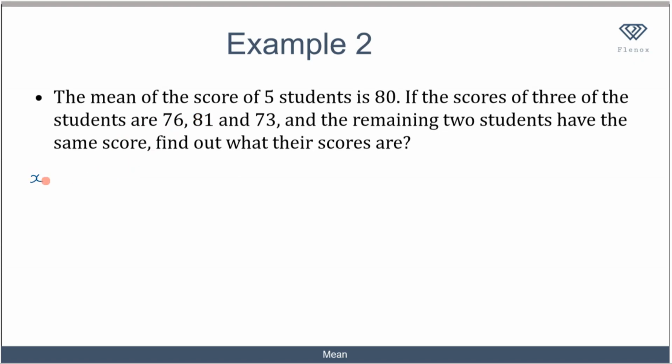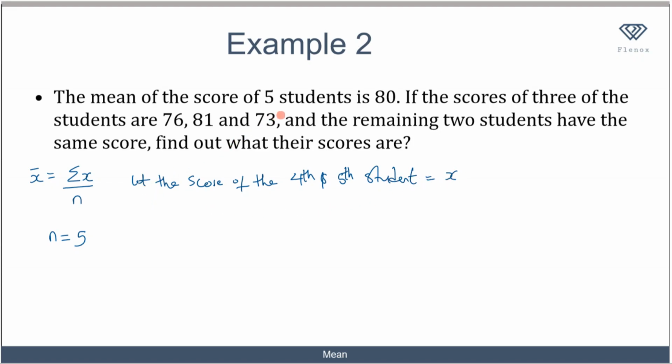We know that the mean is given by the summation of the numbers x over the total numbers there are. So now we know that n is equal to 5 because we are told that there are 5 students. We know the scores of the first 3 students. The first student scored 76, the second 81, the third 73. But we don't know what the fourth and the fifth student scored. But we are told that they scored the same mark. So we can say, let the score of the fourth and fifth students be equal to x.